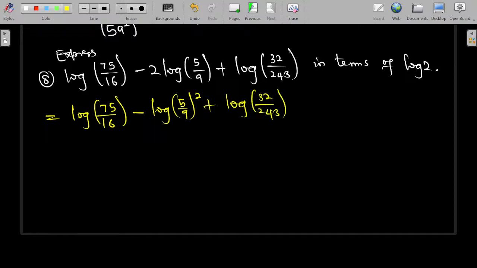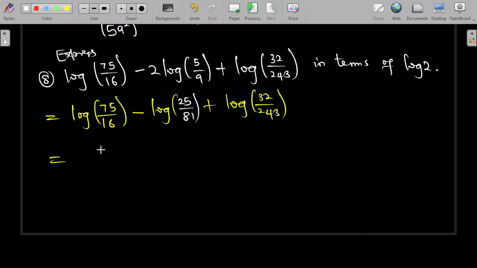Beautiful. So what are you expected to do next? The next thing is to evaluate this power here. Of course, you know power distributes, so it's going to come on the two numbers there. 5 squared is 25 and 9 squared is 81. So I'm going to remove this to write 25 over 81. Permit me to do that so that we can move on.